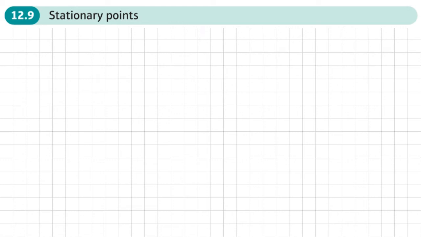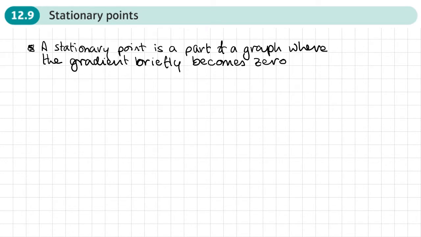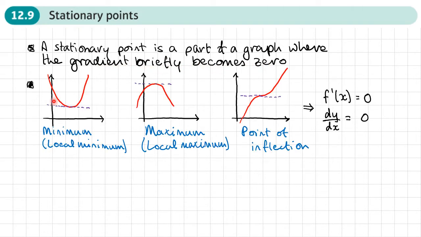This is the 9th section on chapter 12, which is on differentiation, and this section is on stationary points. So what is a stationary point? Well, a stationary point is a part of a graph where the gradient briefly becomes zero. So there are three types of these points where the gradient briefly becomes zero.